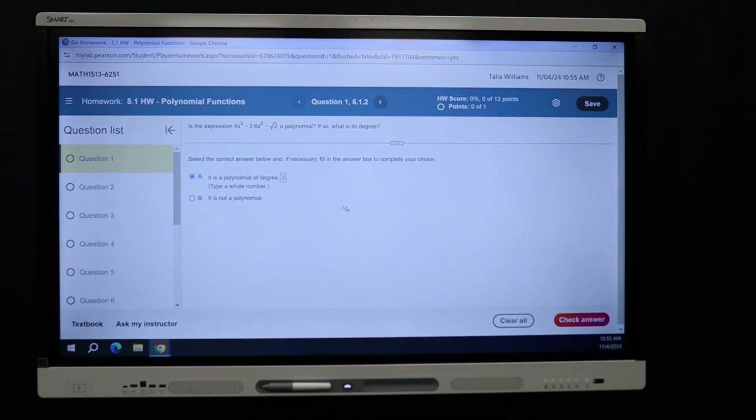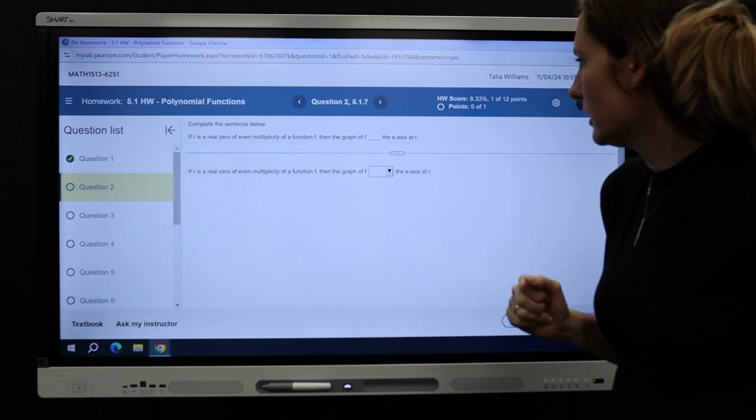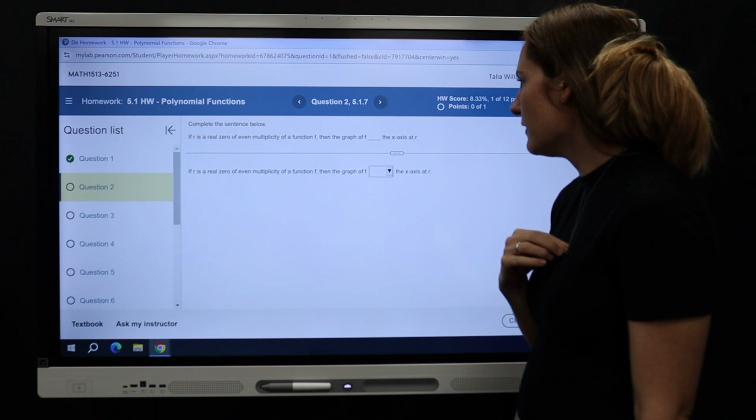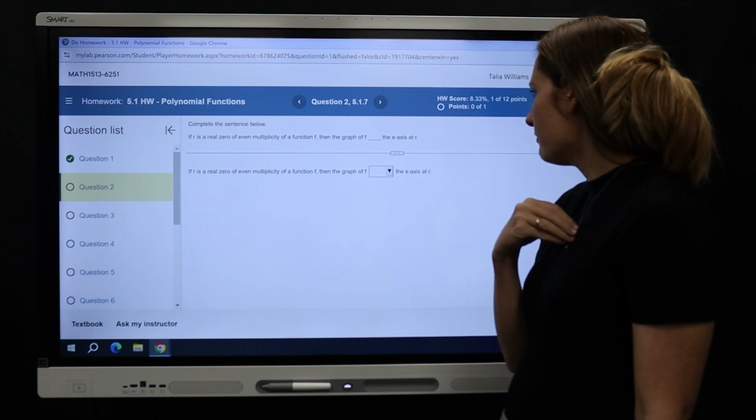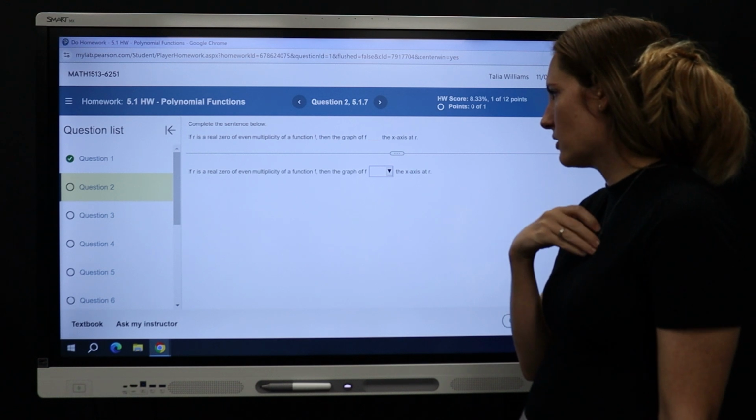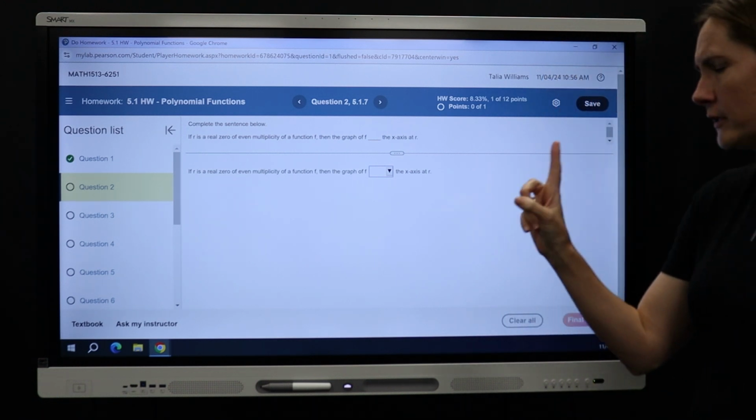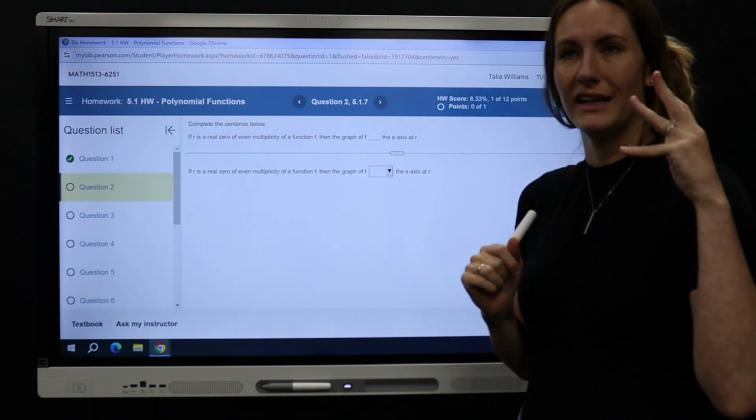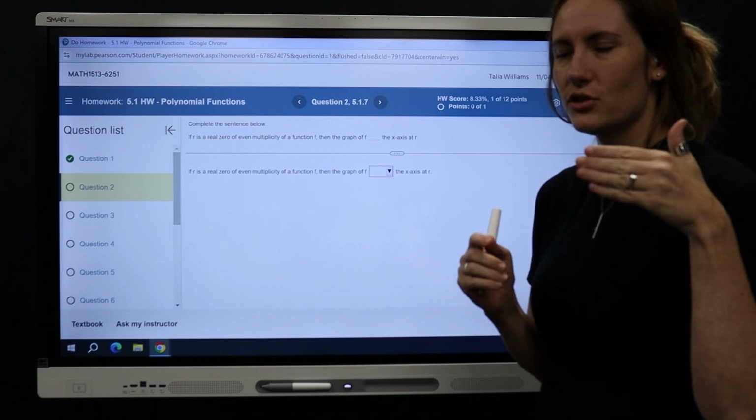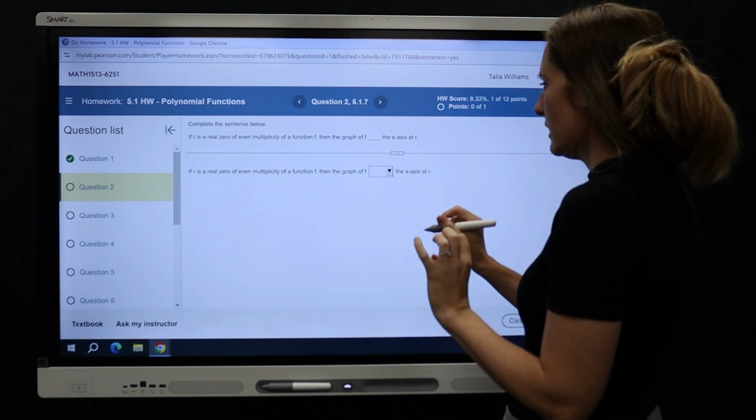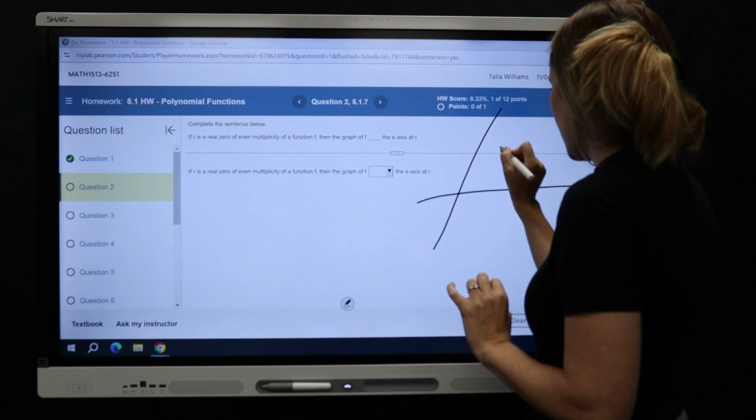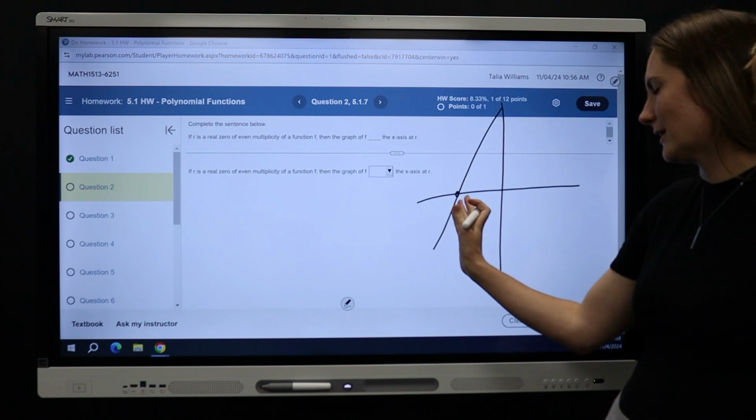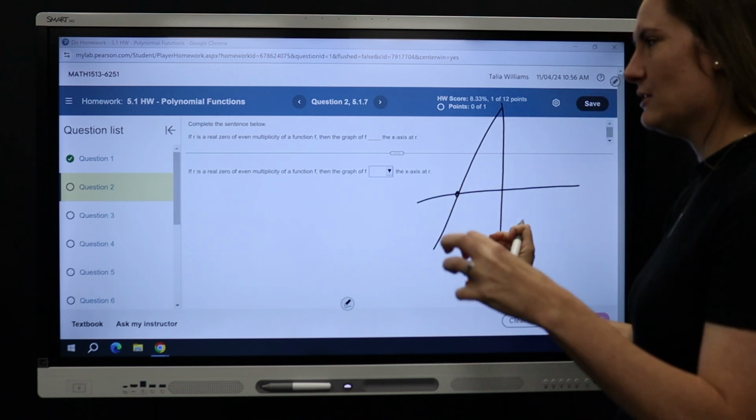Try not to ramble and make it more confusing than it already is. Okay. If r is a real zero of even multiplicity of a function f, then the graph of f blank the x-axis at r. Okay. First thing, zeros, we call them zeros because that is when y equals 0. That is your x-intercept. So a 0 is where something crosses the x-axis. So this would be our 0. So that would be -3. That would be a 0 there.